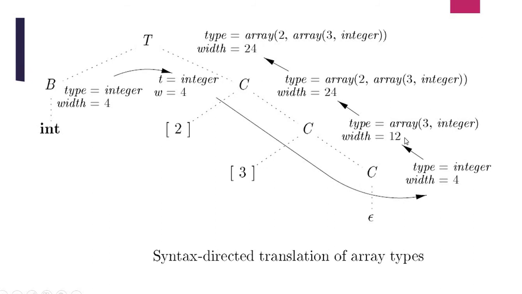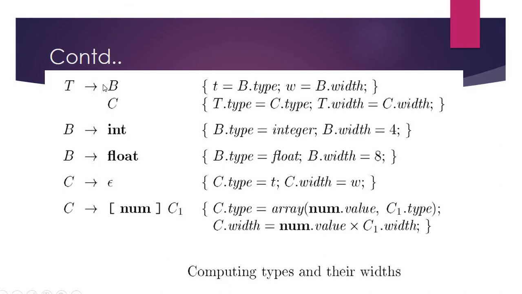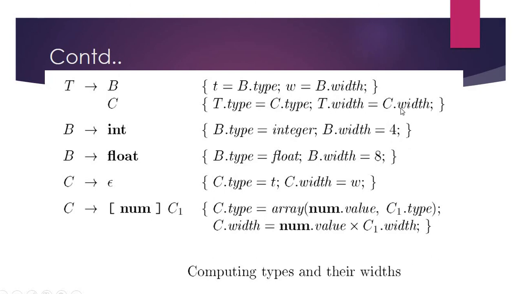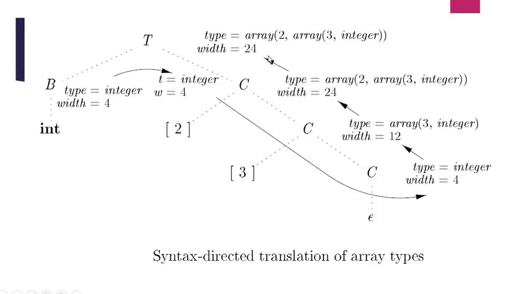The width is 12 that we calculated for c1.width. So 12 into 2 when we calculate is 24. That's what we have to write here. Again, if you revisit these semantic rules, t produces bc. So t.type is equal to c.type. c.type is nothing but array of 2 comma array of 3 comma integer. And how did we calculate the width? t.width is c.width. So t.width equal to c.width, which is 24, and the same value will be copied here. These are the ways the syntax directed translation of array types will happen.